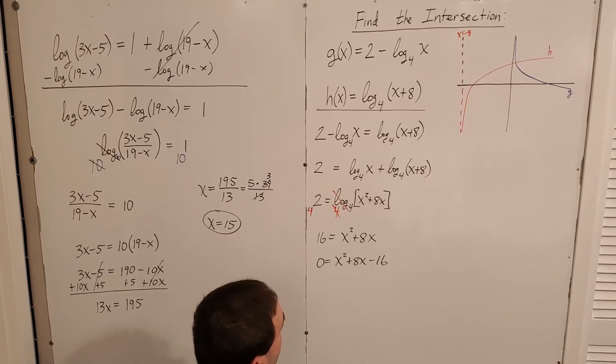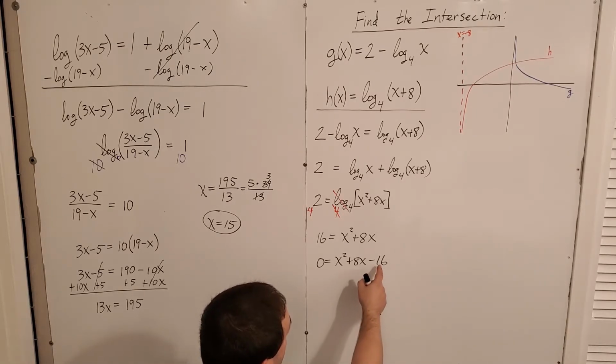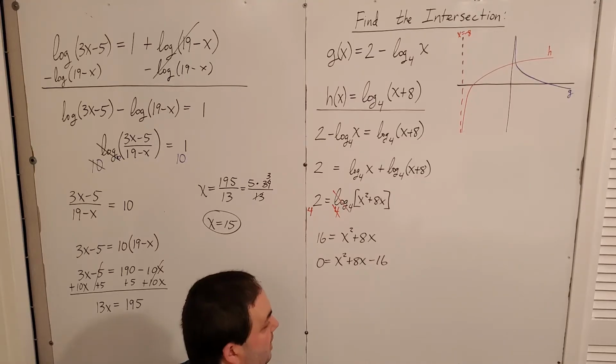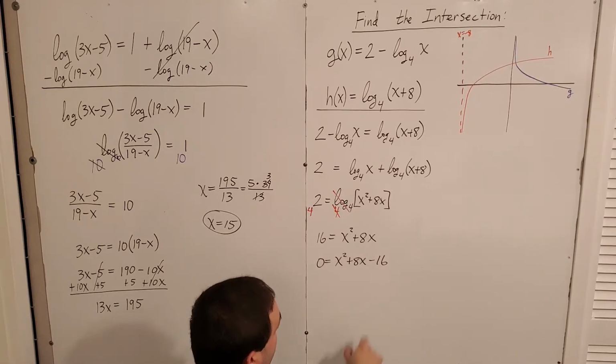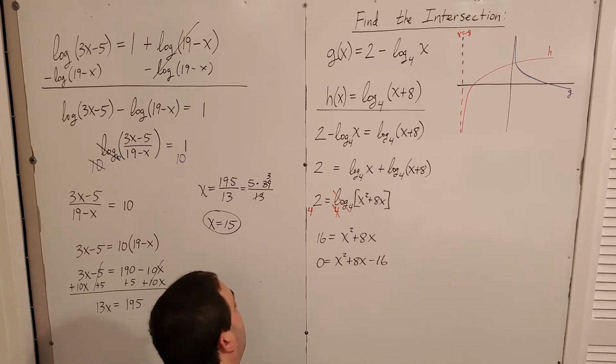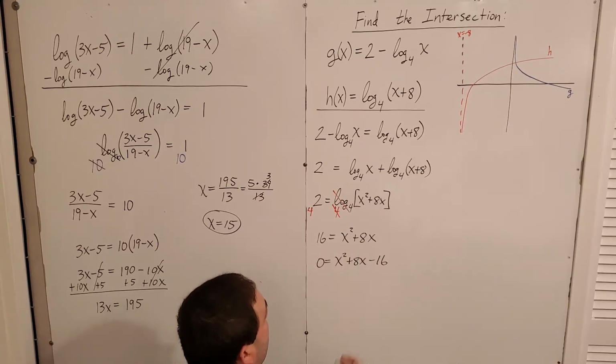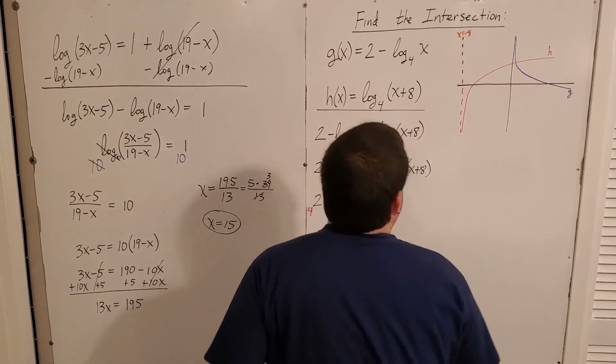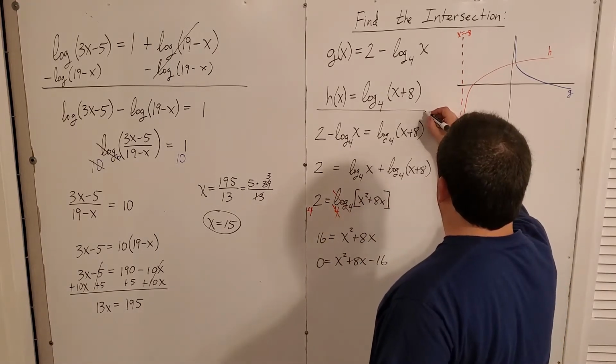Now factoring probably is out of the question. Two things that multiply to negative 16. I don't think we're going to find nice ones that add to 8, right? 4 times negative 4 wouldn't work. So let's see. Since I have this quadratic and I can't factor, I guess I've got to use the formula, right? Okay, so let's do that.